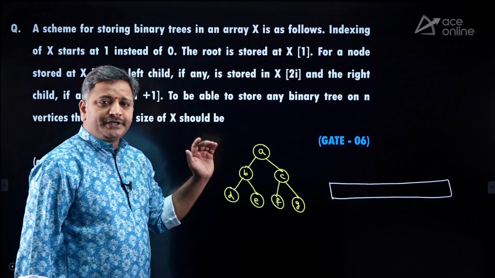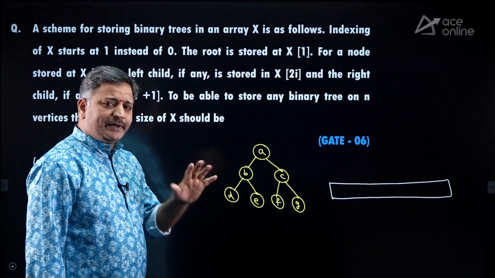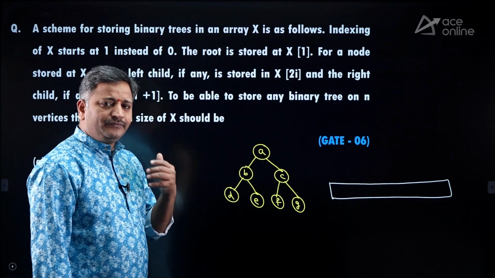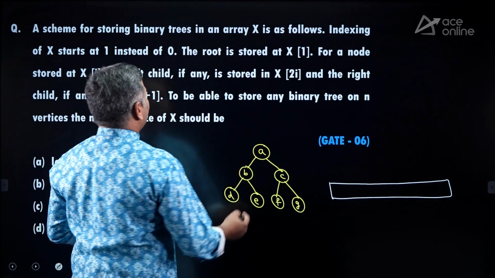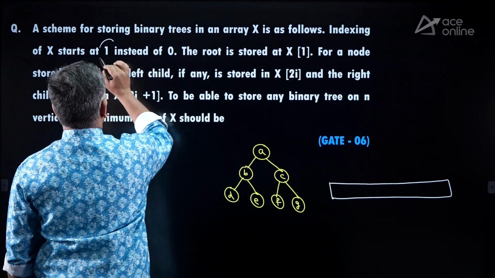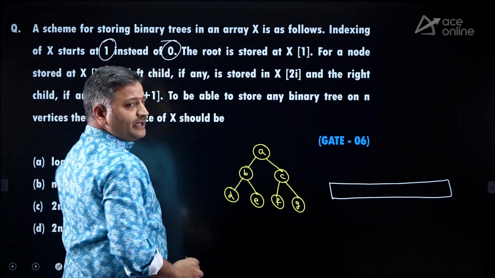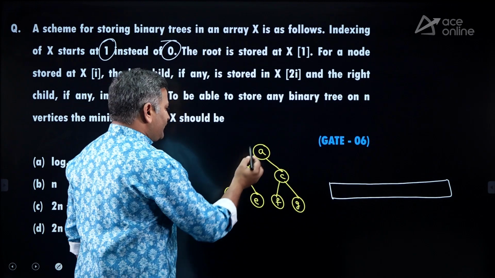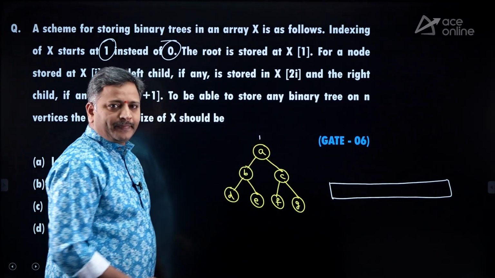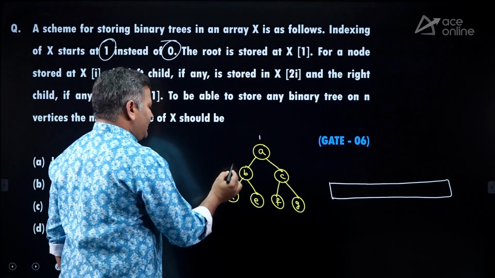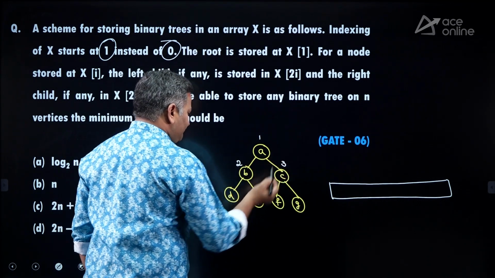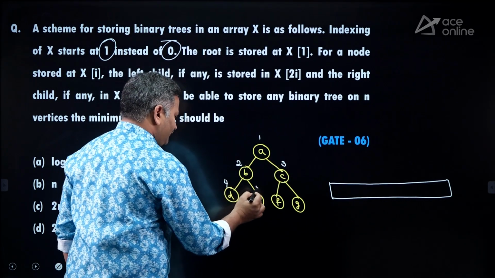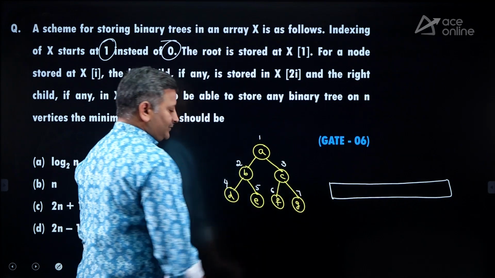So in the array representation of binary tree, any binary tree, either binary tree or complete binary tree or full binary tree, what it may be, they are using root node index starting from 1 instead of 0. Therefore, I am taking root node index is 1. Right, friends. For any left child, its index is 2i. Right child, they are taking 2i plus 1, that is equal to 3. Here it is 4, 5, 6, 7 like this.